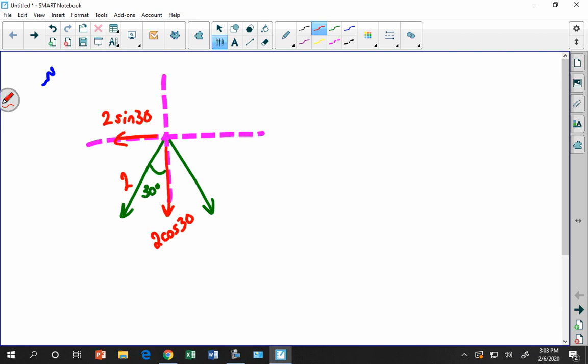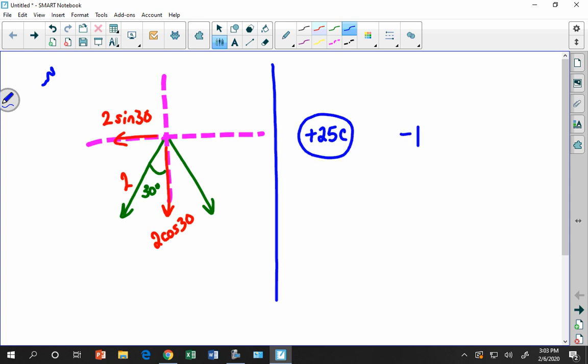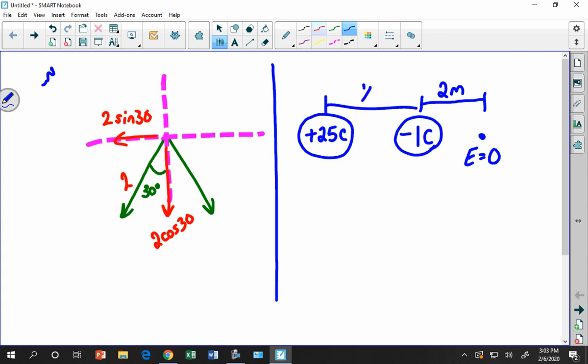Let me show you a sample problem like you'll have tomorrow in the test. I think it was like 16 or something, 15. Let's say that I have 2 charges, a positive 25 coulomb charge, a minus 1 coulomb charge, and a distance 2 meters away, right here. The electric field, I tell you, is equal to 0. And I want to know, what is this distance?